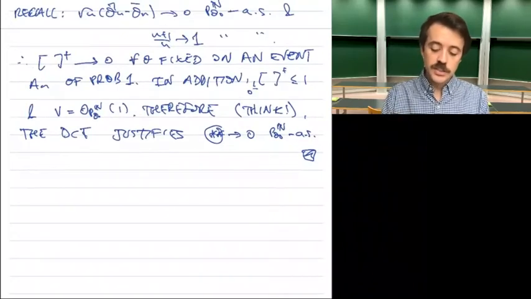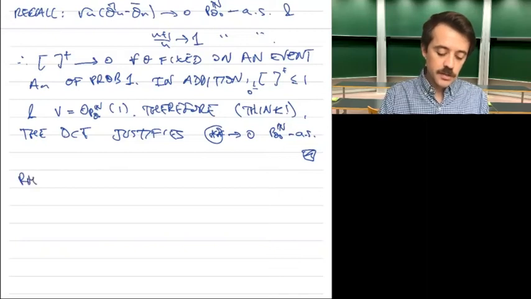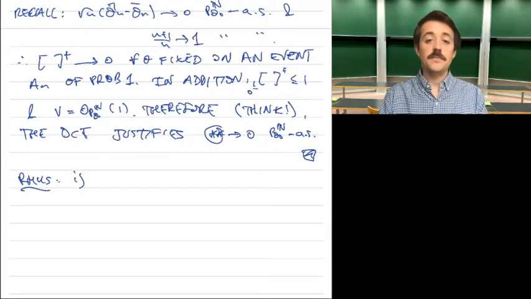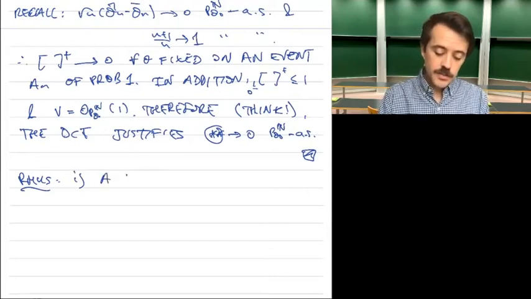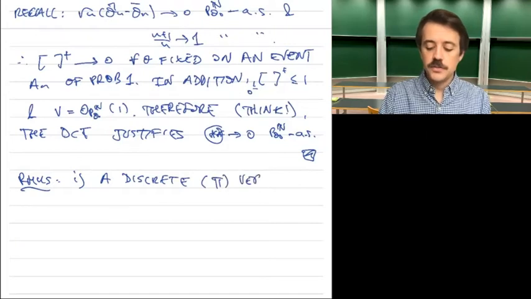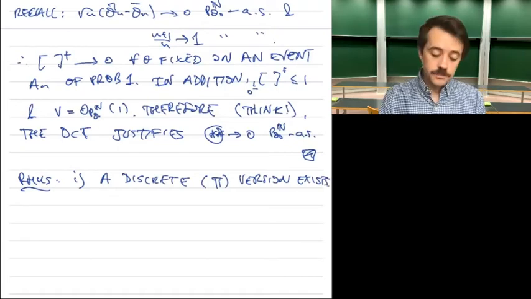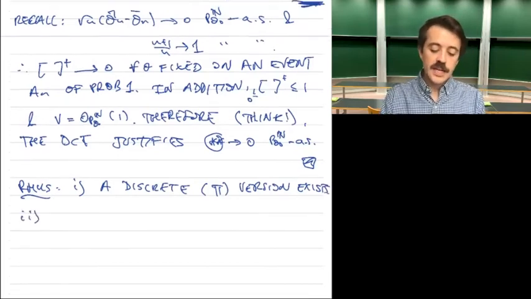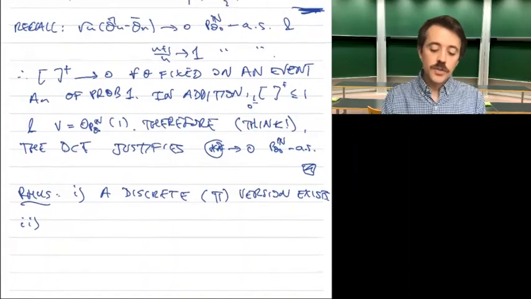Okay, so let's move on and just make a couple of remarks, and then we'll really talk about inference, how this justifies inference. So let's make some remarks. We have one here that I already sort of mentioned: a discrete version, of course for pi, exists.